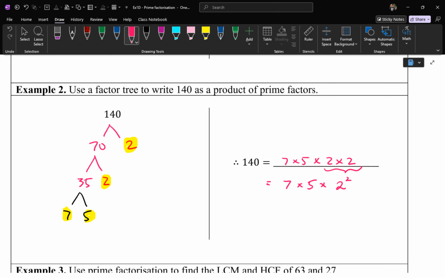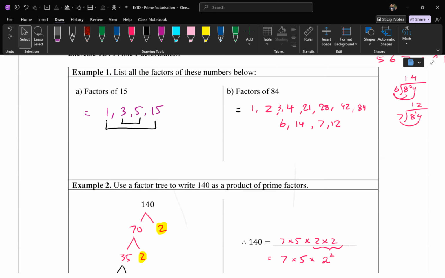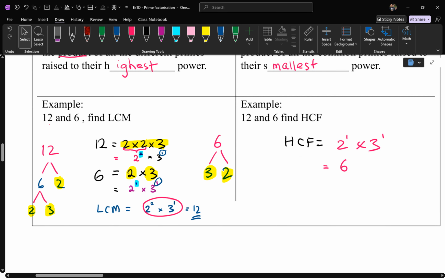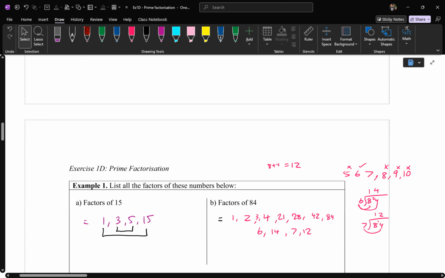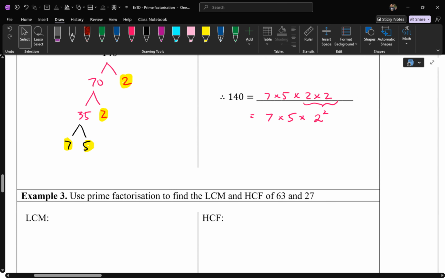Now that is the technique that you'll need in order to do the next question. So I'm going to stop the video there. And I want you to try the next question. See if you can find LCM, HCF using the technique that I just taught you up here. You're trying to find the highest power for LCM and you're trying to find the lowest power for HCF. You should be able to do it even if the numbers are really big.